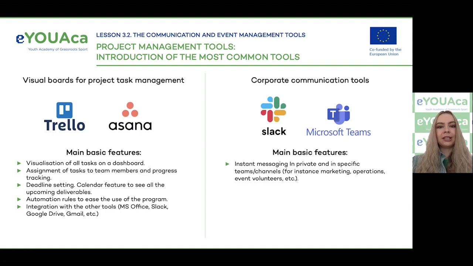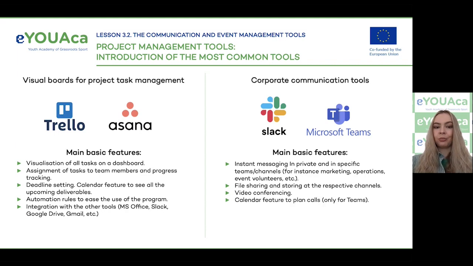So the main basic features are instant messaging in private and in specific teams or channels. For instance, let's say it's marketing, it's finance, it's operations, it's event volunteers, etc. Then you can share files with those teams and also store them at the respective channels. You can make use of video conferencing in those tools, as well as a calendar feature to plan calls, yet it is only available for Teams for now.